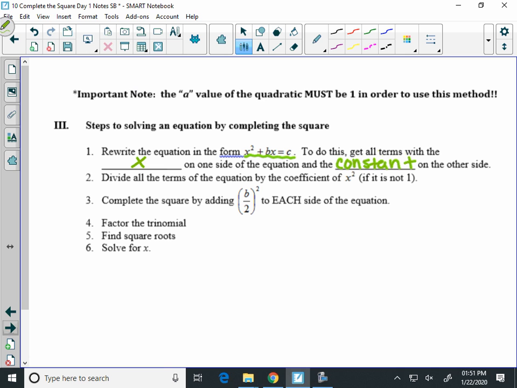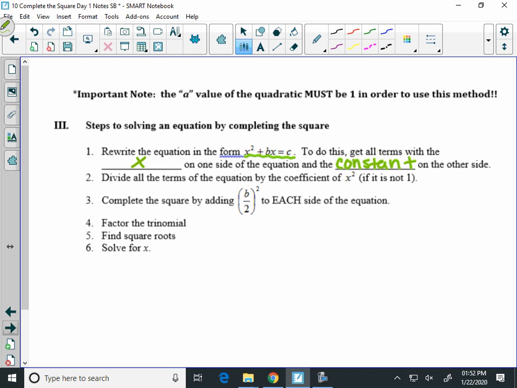We're not really going to deal with this today, but it's an important note that the a value, the number in front of the x squared, has to be 1 in order to complete the square. We'll deal with how to do that tomorrow, but you divide by that number. And again, we'll deal with examples tomorrow. We're not going to focus on those examples today, so we can ignore step 2 today.